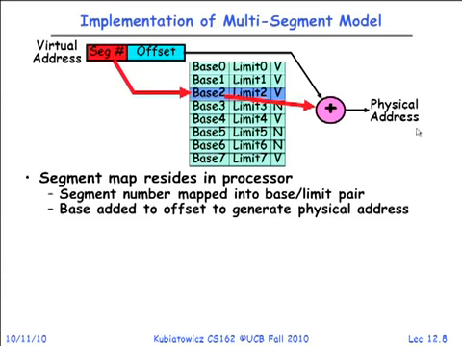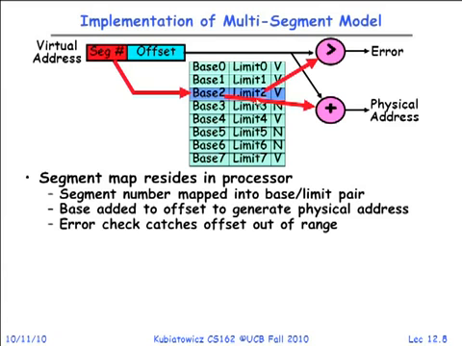Okay? Now, of course, there are some errors we could run into, like, for instance, if the limit for a given segment is exceeded by the offset, then we'd say, okay, that's an error. And maybe we cause a page fault or something. Well, not a page fault, a segment fault. Okay, and we have as many individual chunks as we have entries in the table.